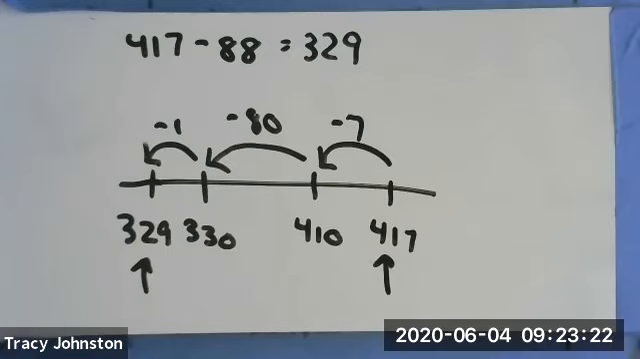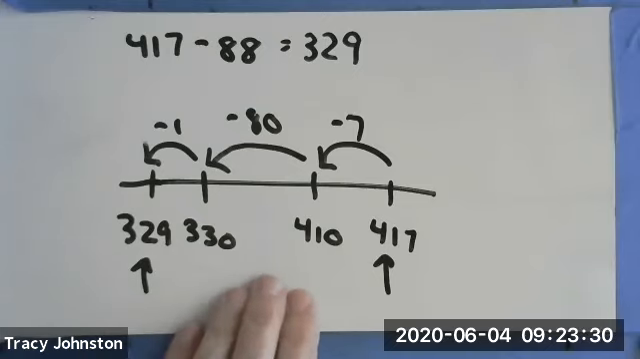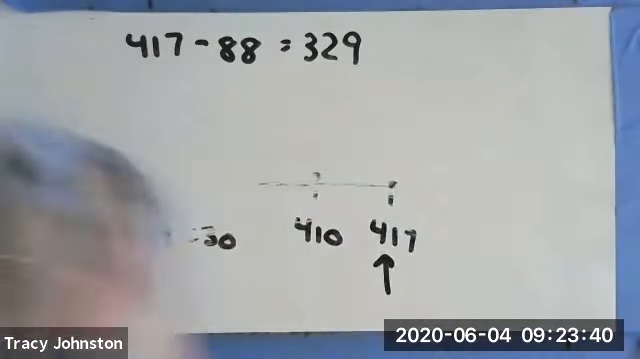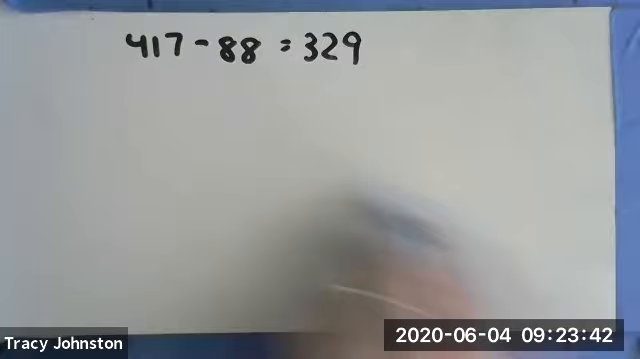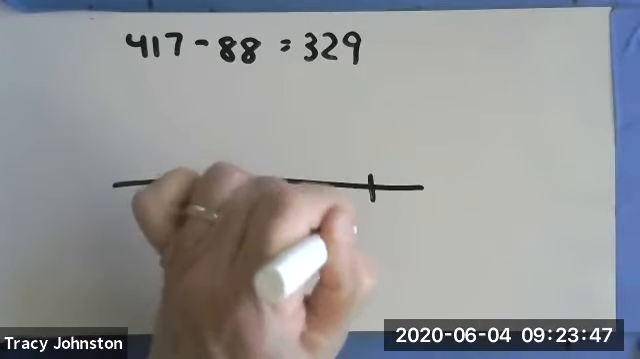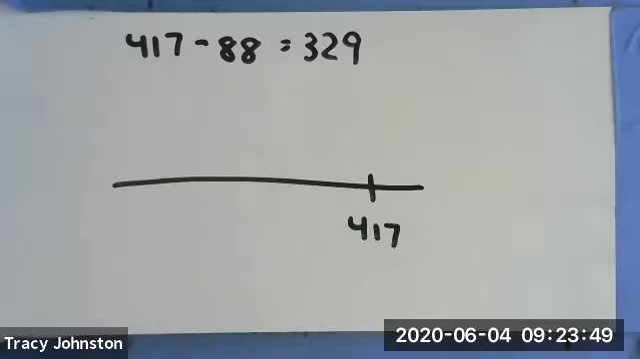Now I want to explain this method because it is really convenient. It's so visual and it's so wonderful. This is how this person saw to do the subtraction. But different people will see it different ways, and you can do it in different types of jumps. So for example, if I were to erase this and start on the number line again, I would do it this way. I would say, okay, 417 subtract 88.